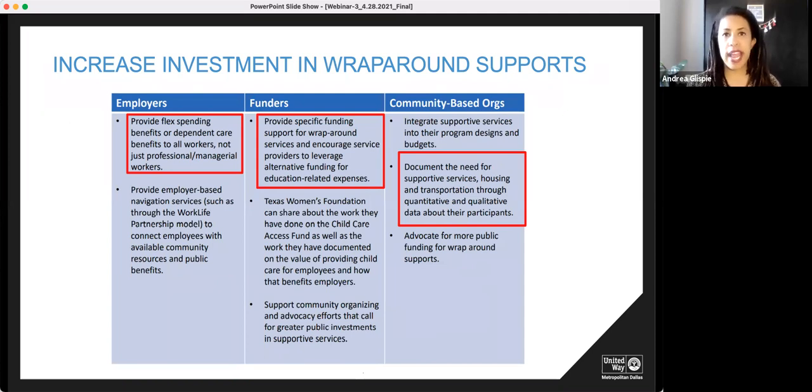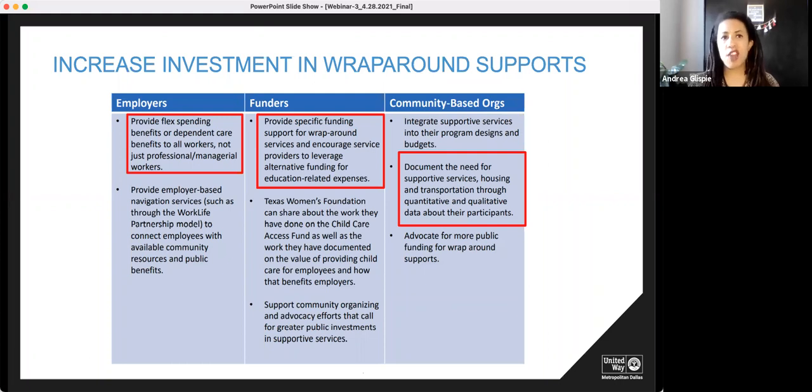Investing in wraparound supports is, again, because the social determinants of work are so important to helping someone not only enter but advance in the labor market. Employers in this space, when they look at the benefits that they give to their workers, can provide flex spending and dependent care benefits for frontline workers that are typically just reserved for managerial or professional staff. Funders, again, can invest in more wraparound supports or ensure that the supports they are investing in are integrated with local workforce development programs.